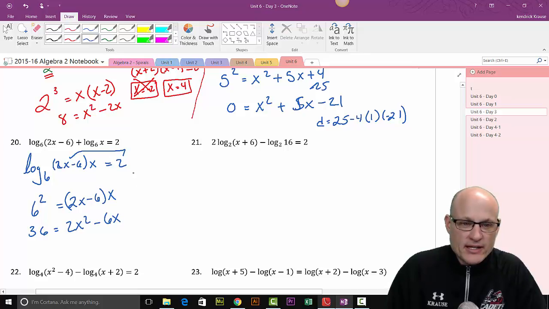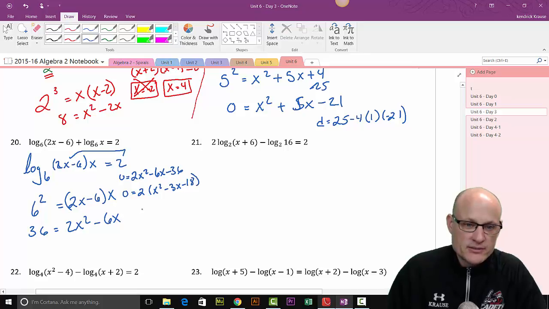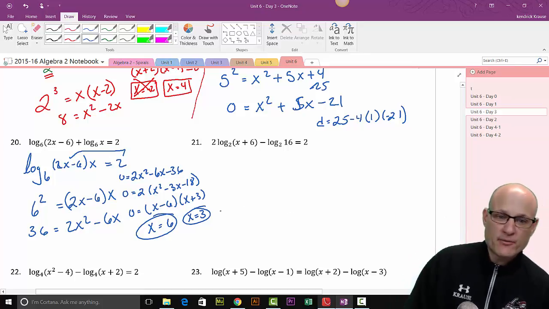Bring everything to the right side. I get 2x squared minus 6x minus 36 equals 0. I will take out the 2. x squared minus 3x minus 18, or 0 is equal to x minus 6 times x plus 3. So my two answers are x equals 6 and x equals -3.